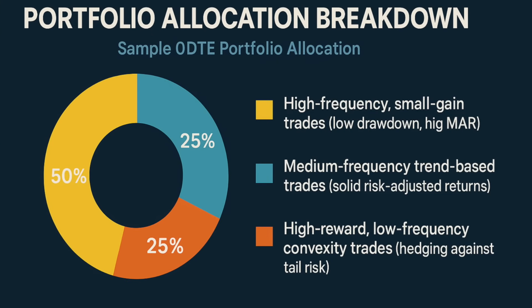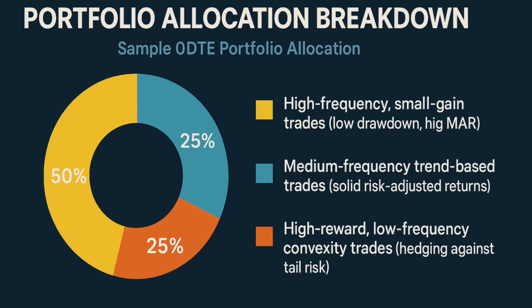Here's how I break down my portfolio. It's like a 3-legged stool, balanced and resistant to falling over and failure. 50% of my portfolio are high frequency trades that yield small gains, low drawdowns, high MAR ratio, lower win rate.